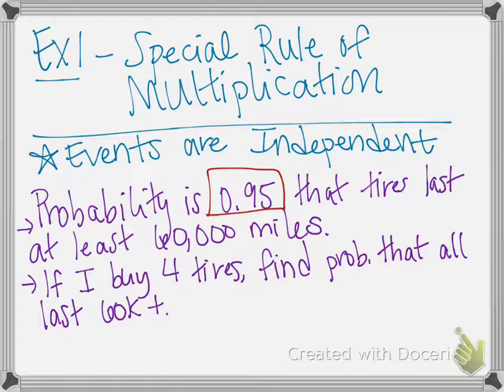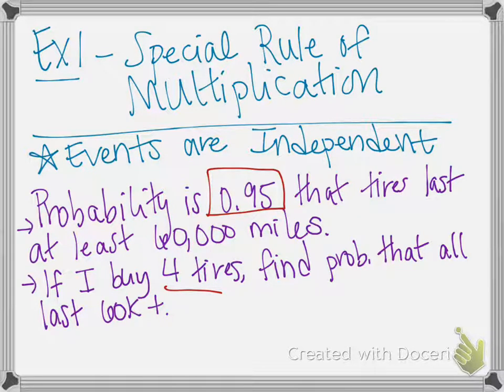Now, as a customer, I'm going in and I don't need just one tire. I need a new set of tires. So I'm going to purchase 4 tires. And so I might want to know the probability that all 4 of the tires that I purchase from this company will last at least 60,000 miles. And so to do this, I will use the special rule of multiplication.